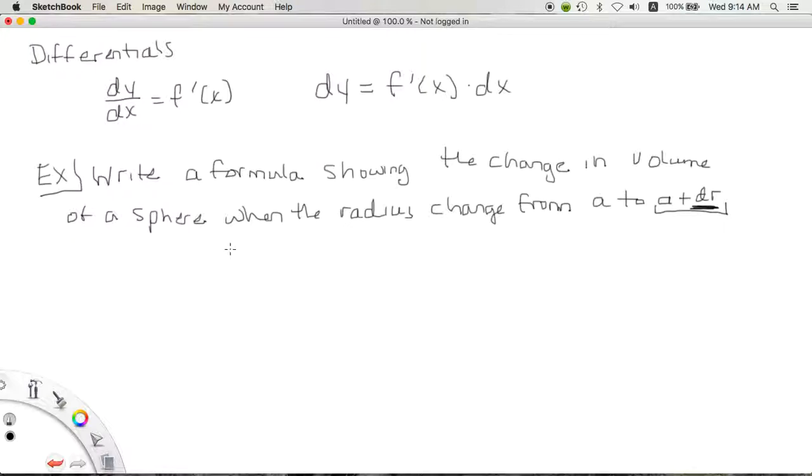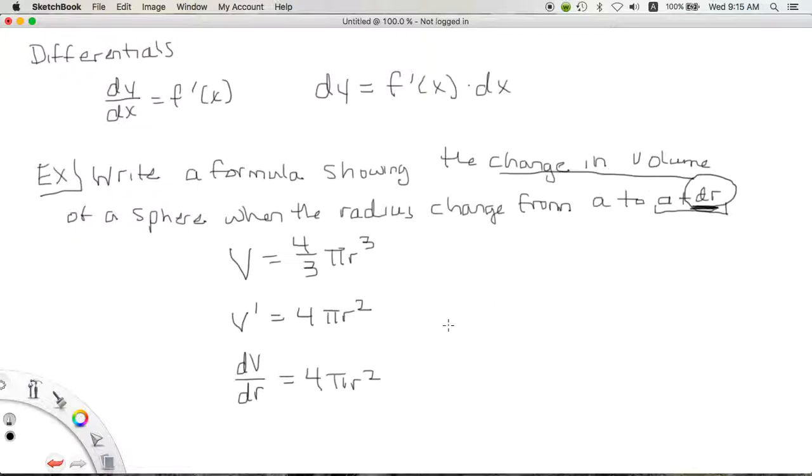Well, the volume formula for a sphere, which I hope you remember, is 4/3 pi r cubed. So the derivative is 4 pi r squared. And because of the way they want us to do it, we need this dr in here. So we need to rewrite this as dV/dr, because we're changing the volume with relation to the radius. The radius is changing, which is changing the volume. So if we want to just know the change in volume, then it equals 4 pi r squared times whatever the change in the radius is.